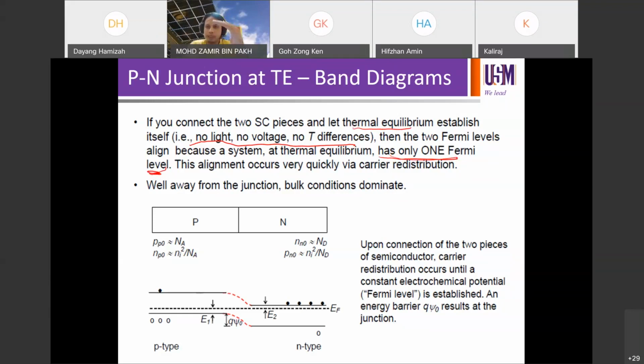We used to have the Fermi level for P closer to the valence band edge, and for N closer to the conduction band edge.